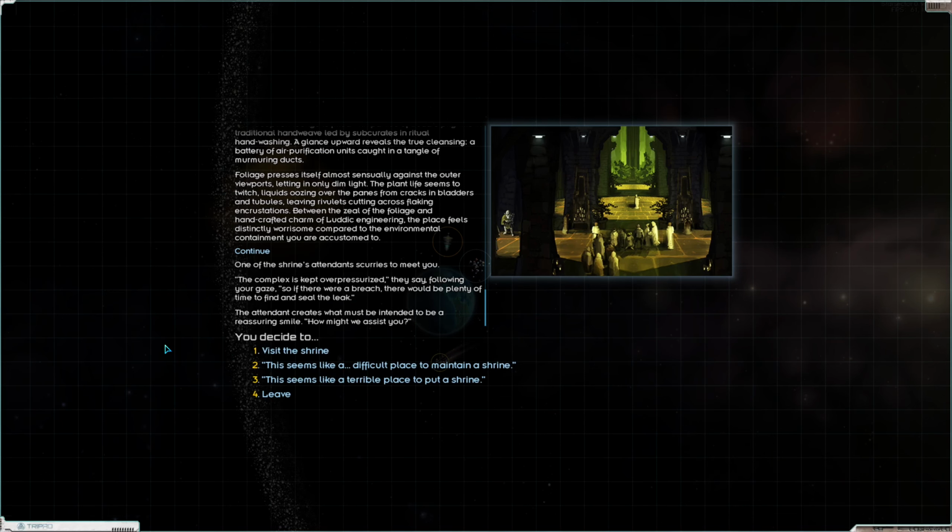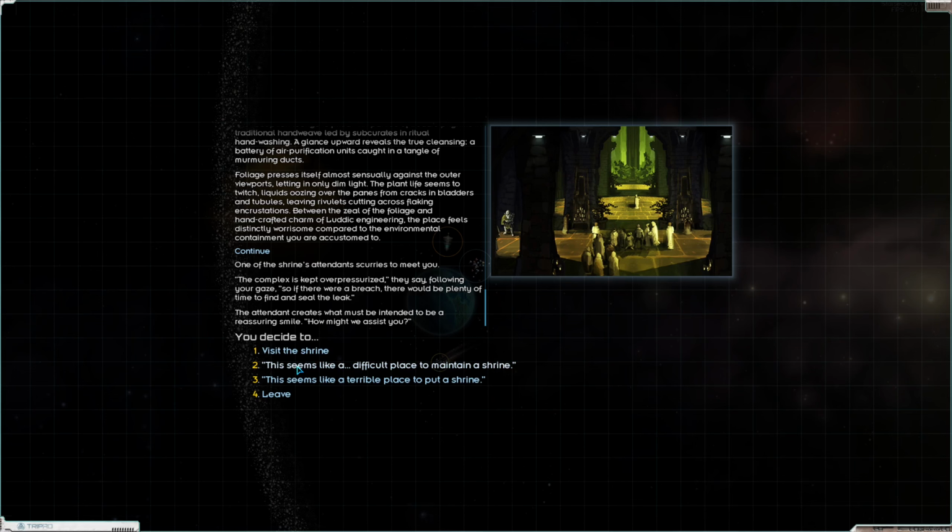One of the shrine's attendants scurries to meet you. The complex is kept overpressurized, they say, following your gaze. So if there were a breach, there'd be plenty of time to find and seal the leak. The attendant creates what must be intended to be a reassuring smile. How might we assist you?